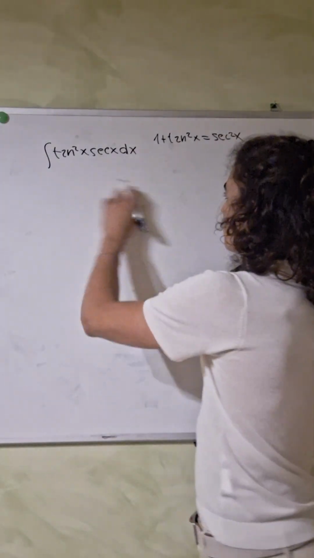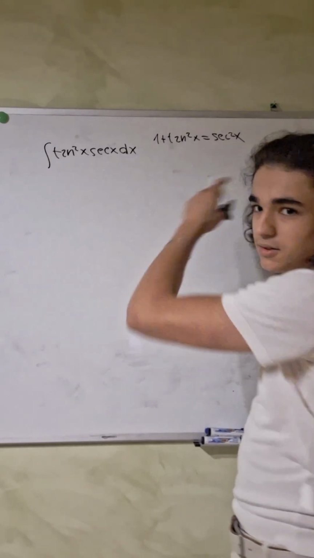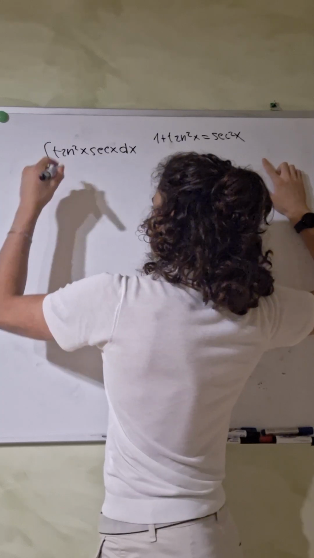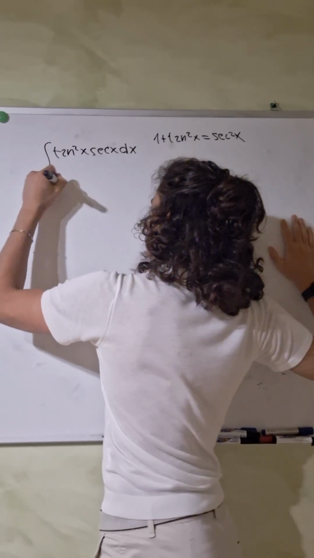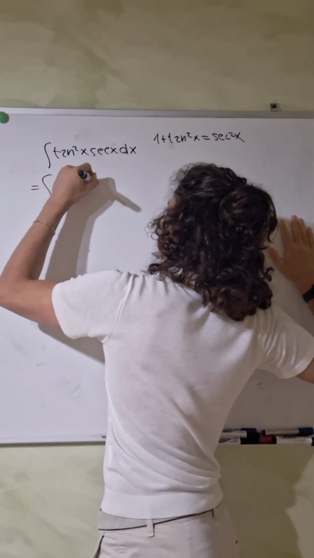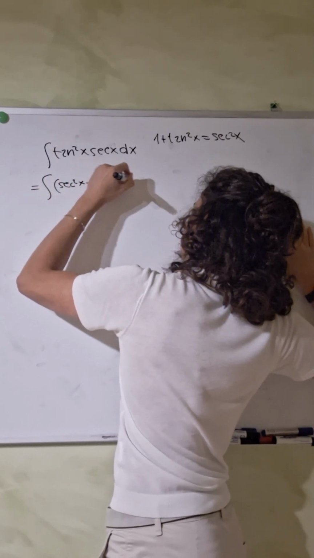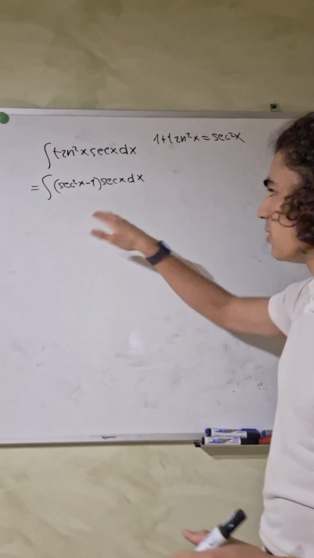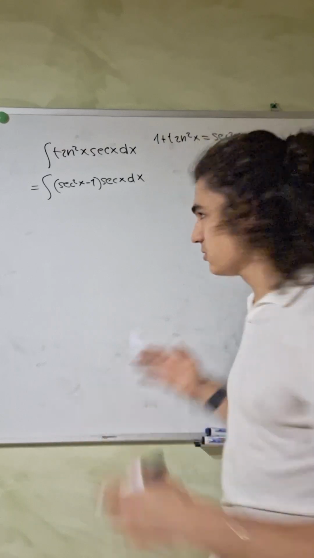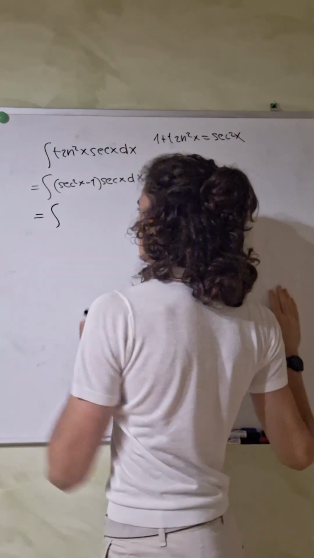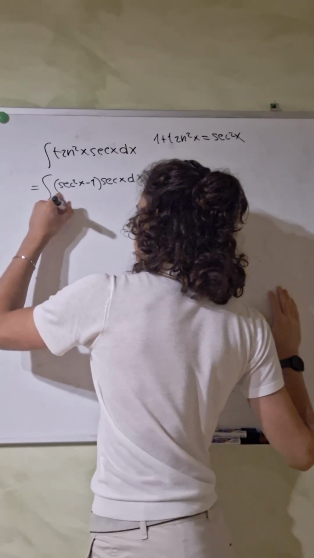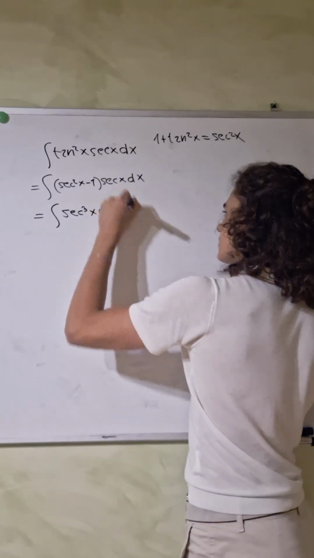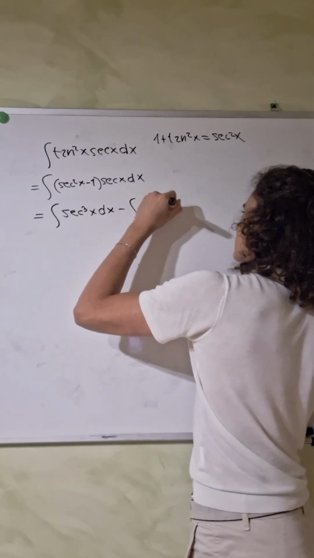So let's start. We can replace tangent squared of x by secant squared of x minus 1, so we're doing it now. So this is the integral of tangent squared of x becomes secant squared of x minus 1 times the secant of x dx. Now we can distribute the secant of x and we can split this integral into two integrals, so we're going to do it now. So we have the first integral, the secant cubed of x dx, minus the integral of the secant of x dx.